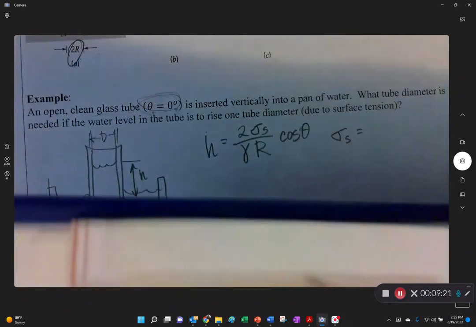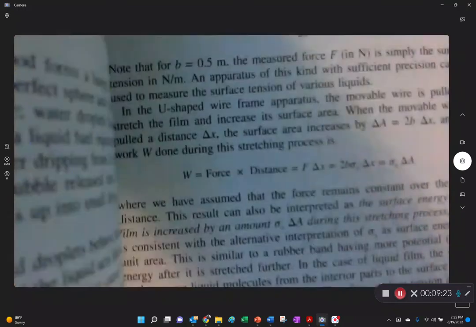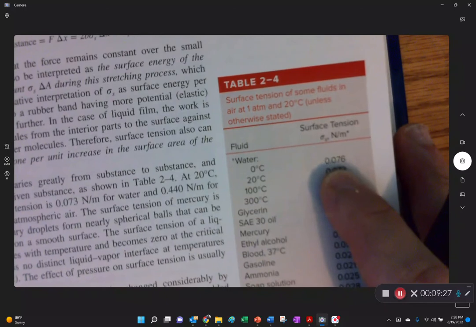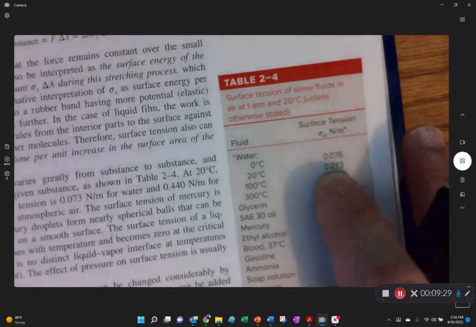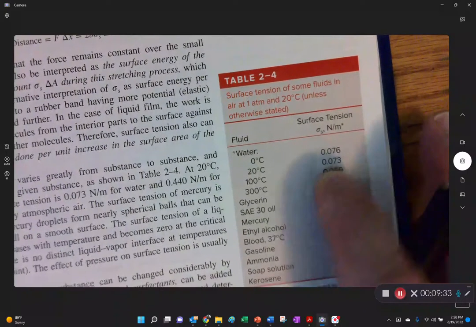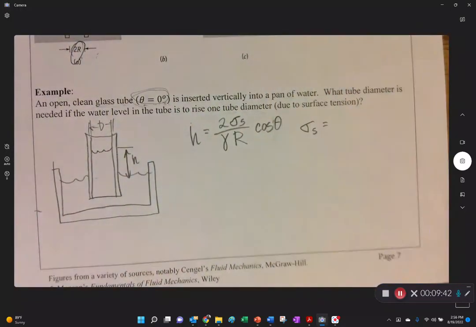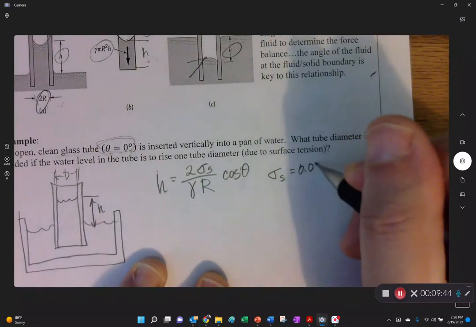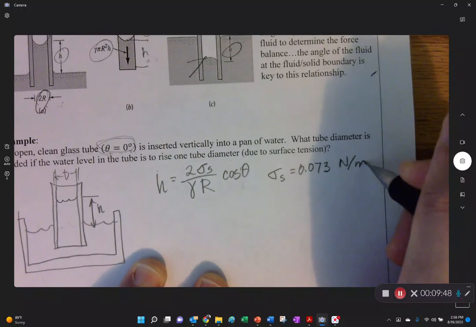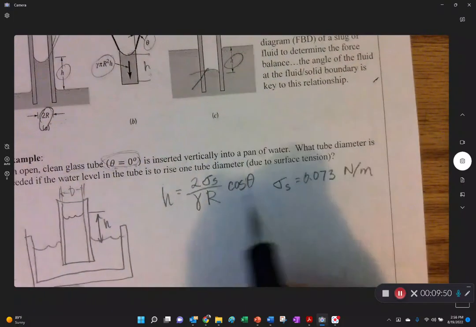There you go. In table 2.4, for water at 20 degrees Celsius, they specify 0.073. We'll put the book back away. So 0.073, and these are newtons per meter. So plugging this back in.